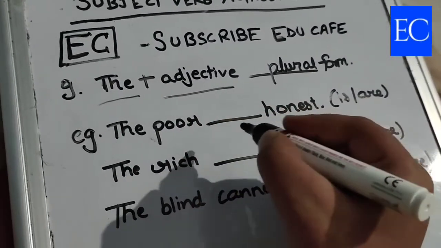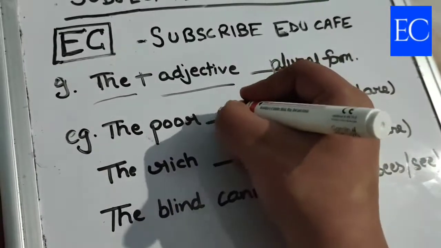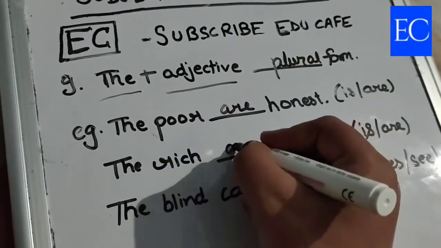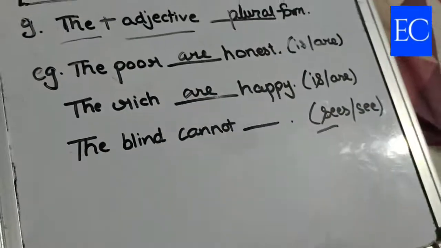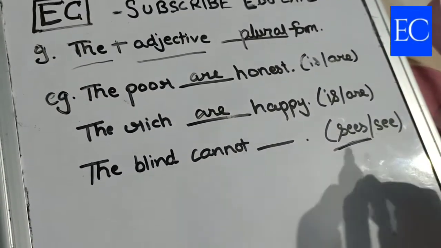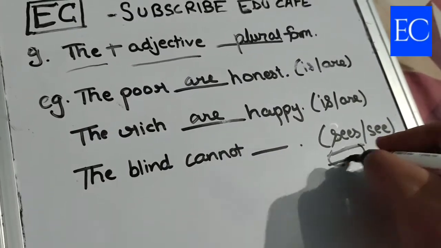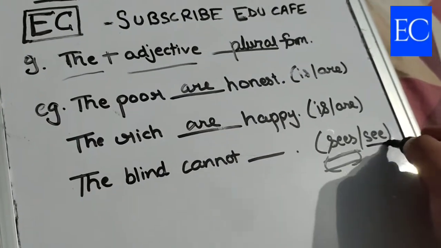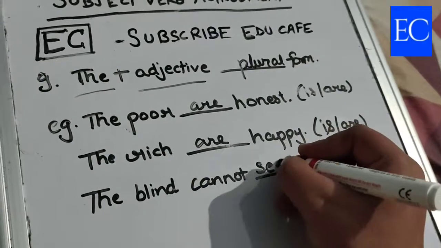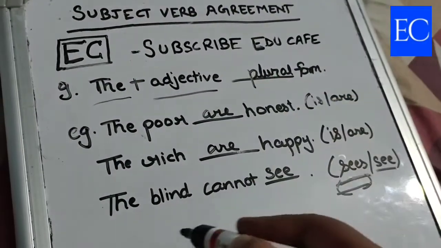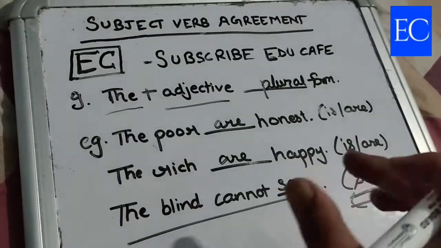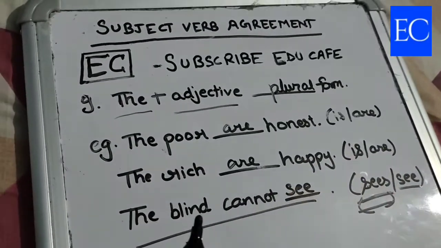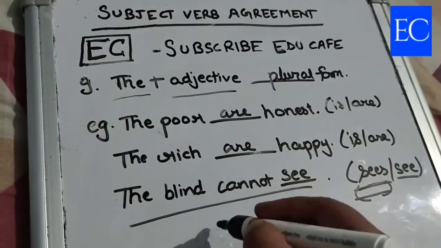First, "the poor dash honest." "Are" is the plural one. Here also "are", and "the blind cannot see or sees." I have told you that "sees" is not plural, it is singular. If we add s or es to a verb, it becomes singular. So the plural one is "see". These are solved with the help of rule 9, which states that "the" plus an adjective always takes the plural form of the verb. This was rule 9 of subject verb agreement.